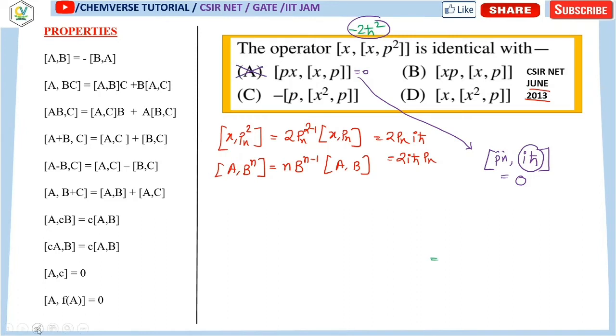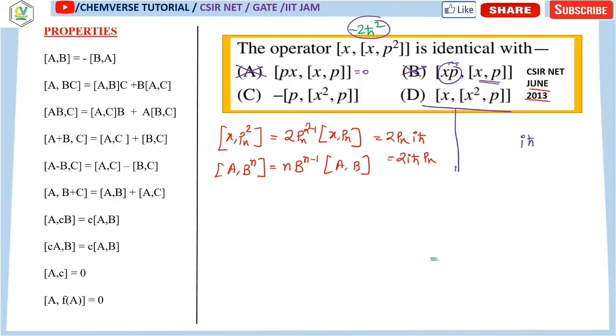Okay, fine. So now let's check option B. Now for option B, this xpx has a value of i h cross. Again it's a constant, and now there is xp, these two are nothing but the operators. So operator commutation with a constant will have the value of 0. So this B cannot be your answer.